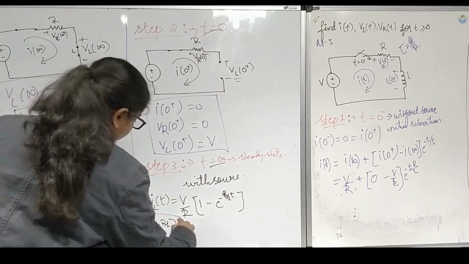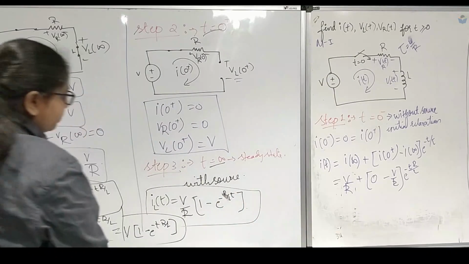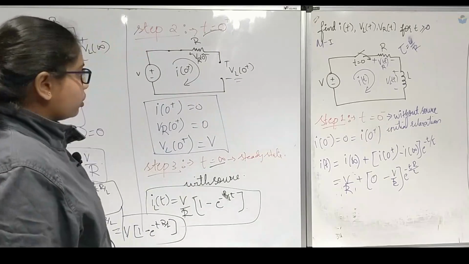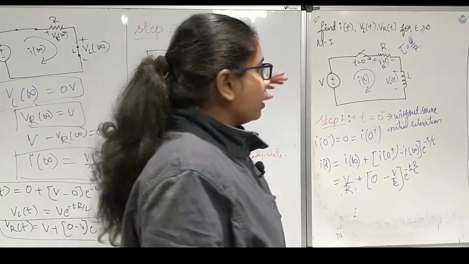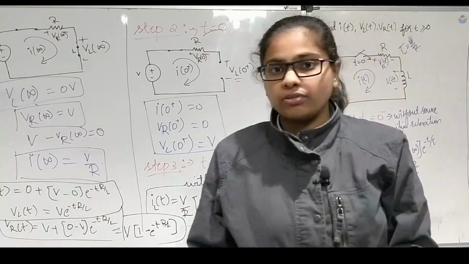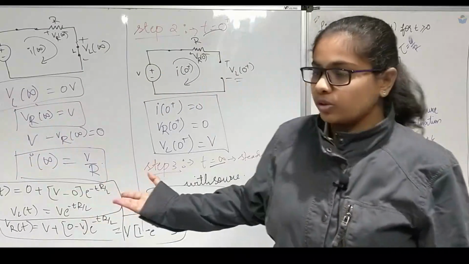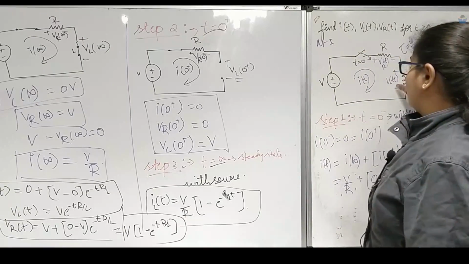Okay, so this is one formula. Okay, so you should know how to derive this. Okay, basically when you know the whole concept, then at whichever part they ask to calculate I of 0 plus or I of infinity or I of 0 minus, you will be knowing the procedure. Okay, so this is for the inductor.